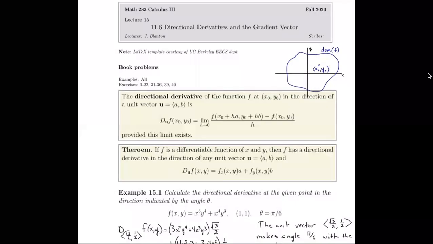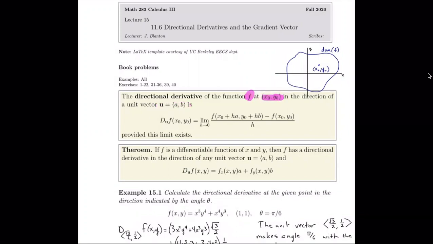Section 11.6 is directional derivatives and the gradient vector, and we're just deepening our understanding and expanding our concepts of derivatives of functions of more than one variable. So we'll start with a function f, which is a function of two variables, x and y, and we'll talk about the directional derivative of f at x naught, y naught, and a direction u, which is a vector ab.